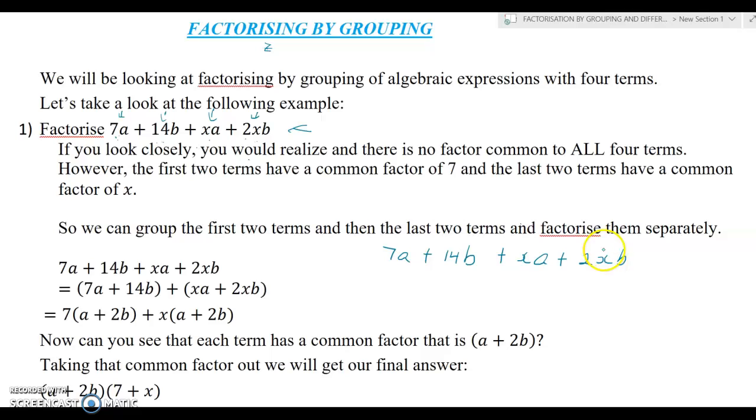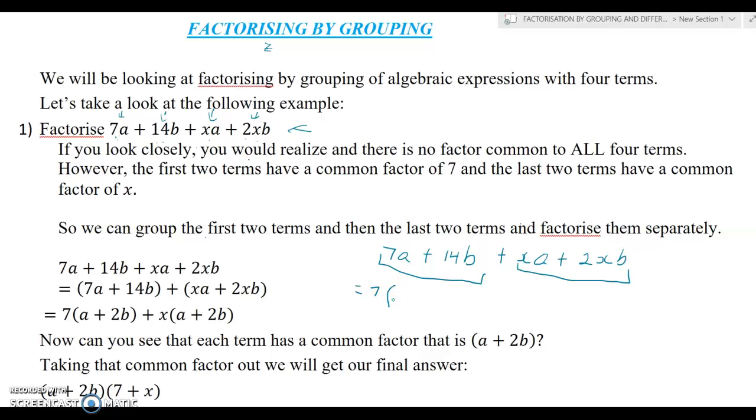For factorizing by grouping, we have four terms. What we do is we pair off the first two terms and the second two terms. So we're going to pair off these two here, and then let's pair off these two here, right? Now, when we pair them off, we could pull out that common factor. Now, as I mentioned earlier, 7a and 14b, what is the common factor that they have? It is 7. So you pull out 7, open brackets.